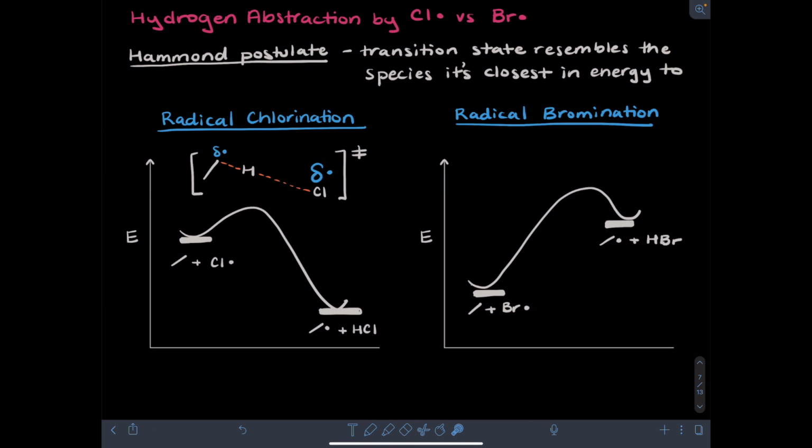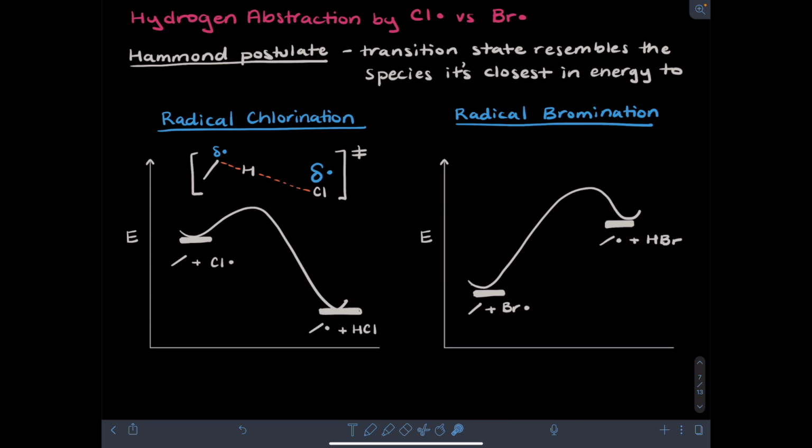What this means is that in the hydrogen abstraction step, the transition state looks more like the starting material than it does the product. This means that the C-H bond is barely starting to break, and the H-Cl bond is just barely starting to form.